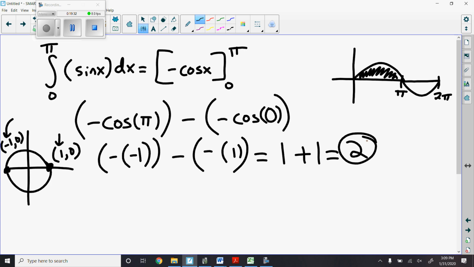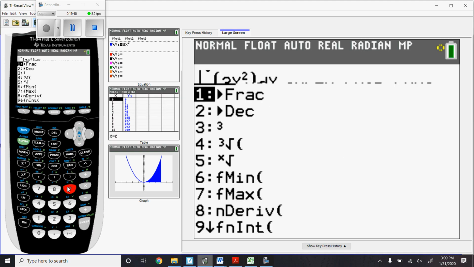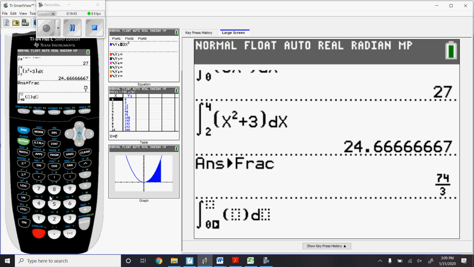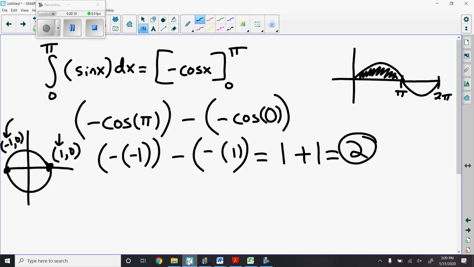And again, I can confirm that on my calculator. Let's see, where's my arrow? There it is. Integral 0 to pi sine x dx. It confirms my answer at 2. Now, I'll show you one more. One more example.